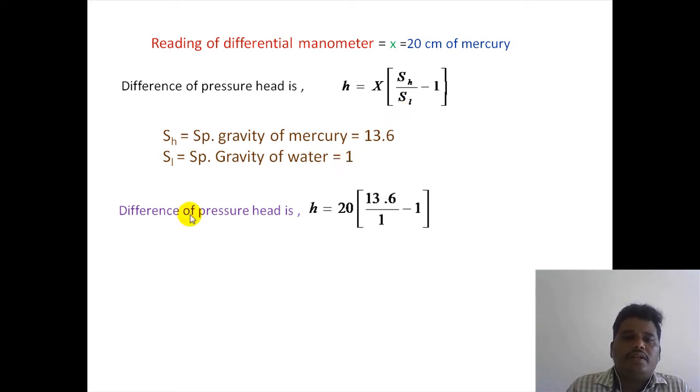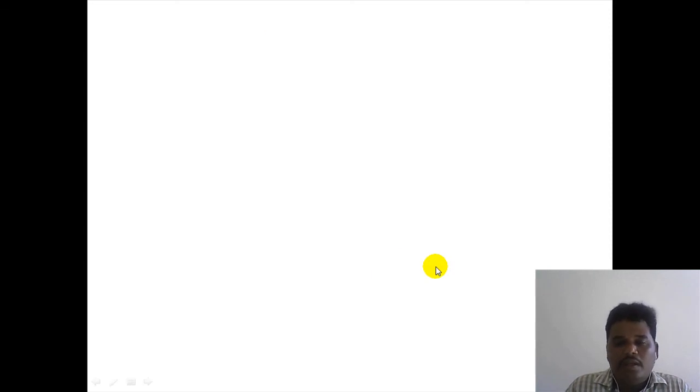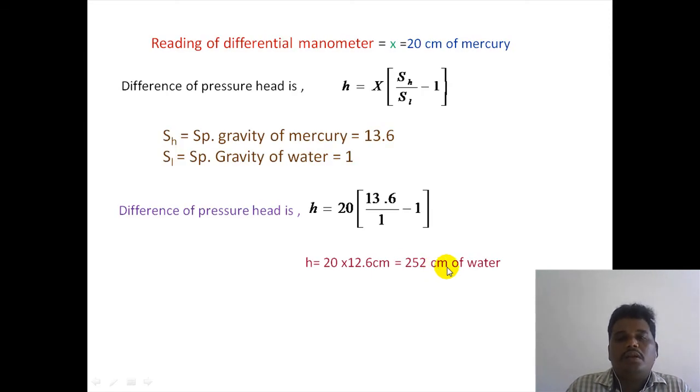Now we can find the difference of pressure head H is equal to 20 into 13.6 divided by 1, minus 1. We get 20 into 12.6, and by calculation we get 252 centimeter of water. The pressure head is 252 centimeter of water.